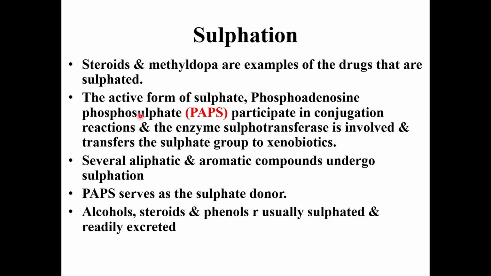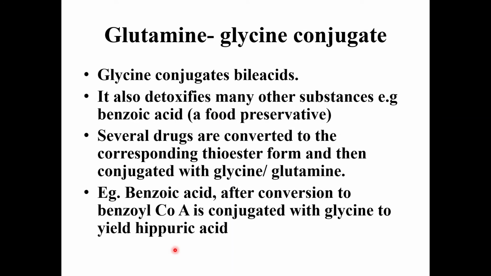Even an OSPE or MCQ can be formed from this topic. The active form of sulfate, as you know, is phosphoadenosine phosphosulfate, that is PAPS, which participates in the conjugation reaction, and the enzyme sulfotransferase is involved and transfers the sulfate group to the xenobiotic. Several aliphatic and aromatic compounds undergo sulfation. So PAPS serves as a sulfate donor. Alcohols, steroids, and phenols are usually sulfated and readily excreted. So these are the examples of sulfation.